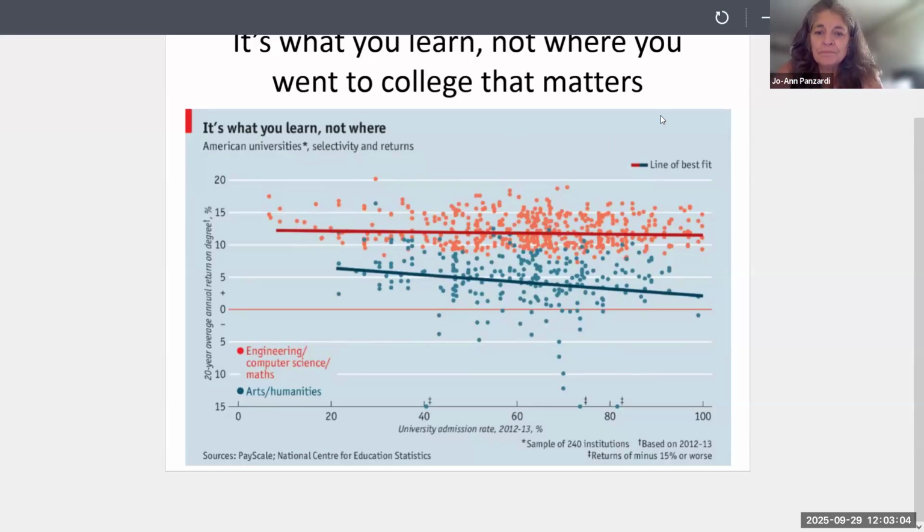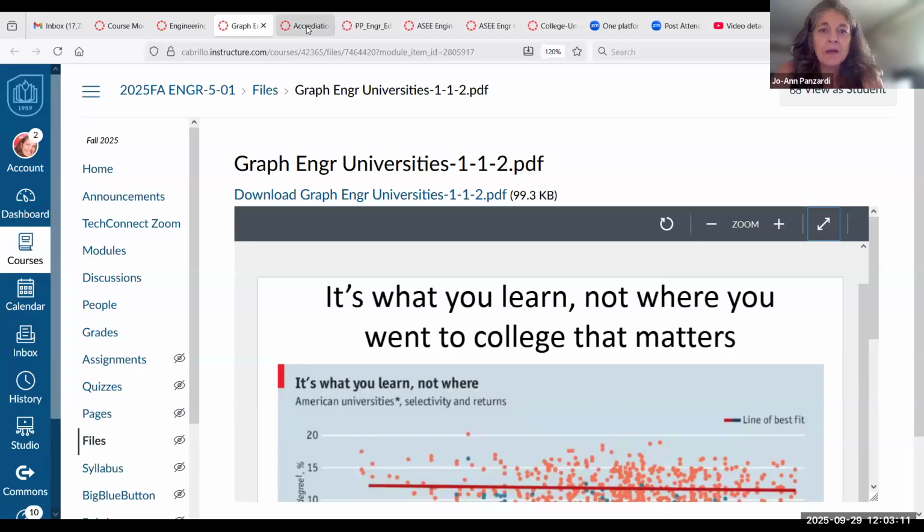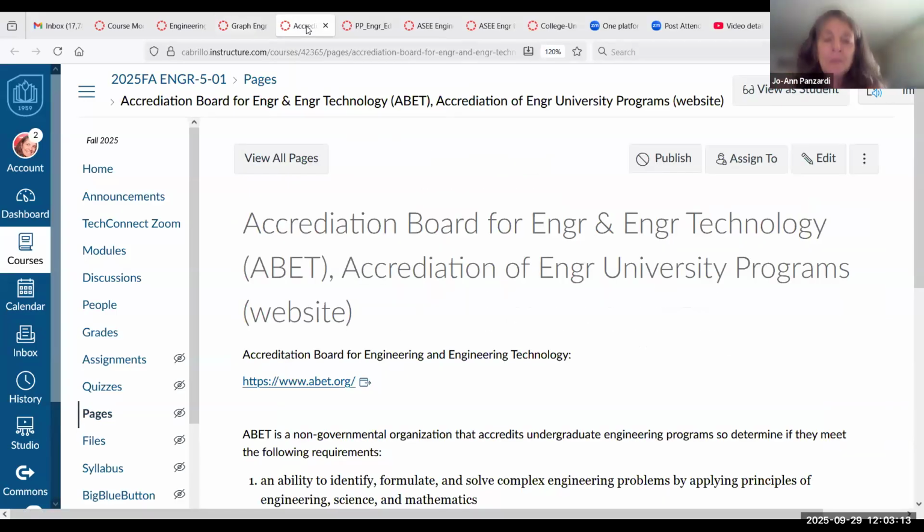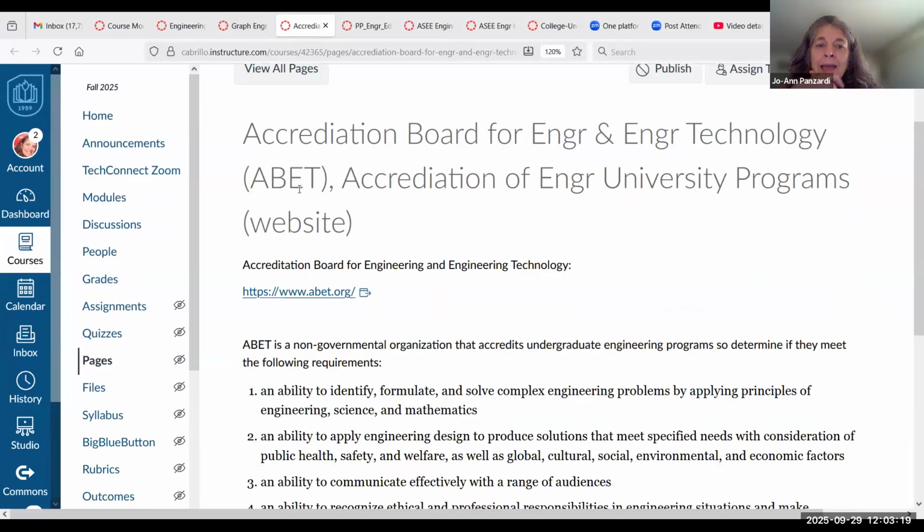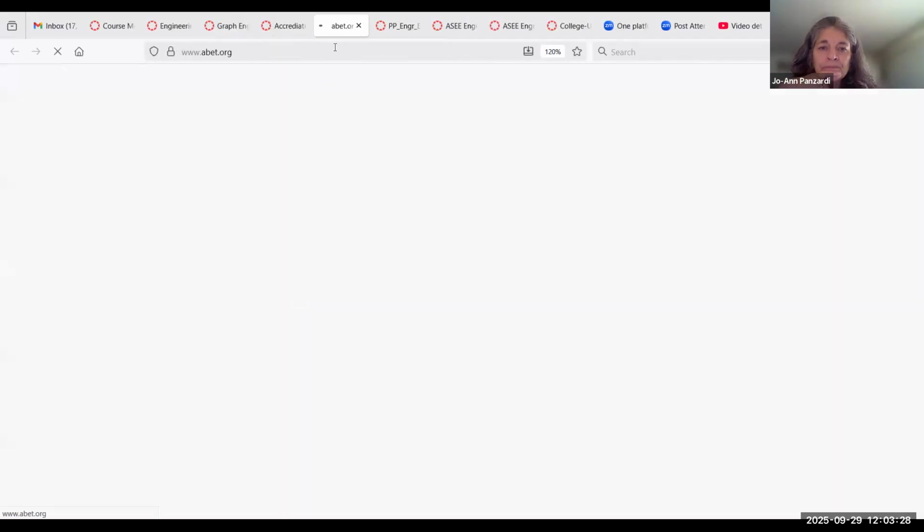Okay. I'm going to close this and I'm going to move on to the second thing. The second thing we're going to look at is accreditation. Okay. So on the engineering education module, there's a link for ABET, like you're placing a bet on something. And here is the website. So I'm going to click on the website.